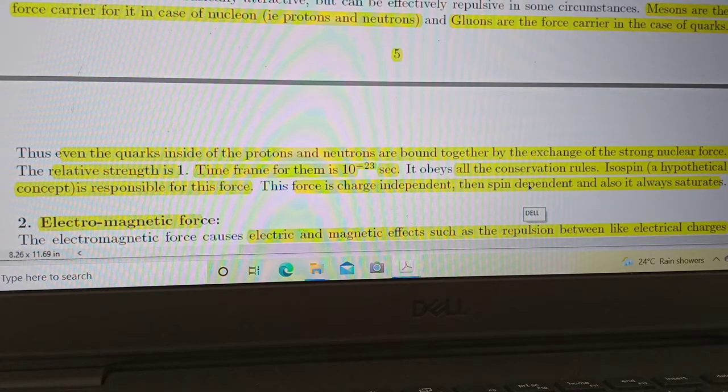It obeys all the conservation rules. Isospin, a hypothetical concept, is responsible for this force. This force is charge independent and spin dependent, and it always saturates.